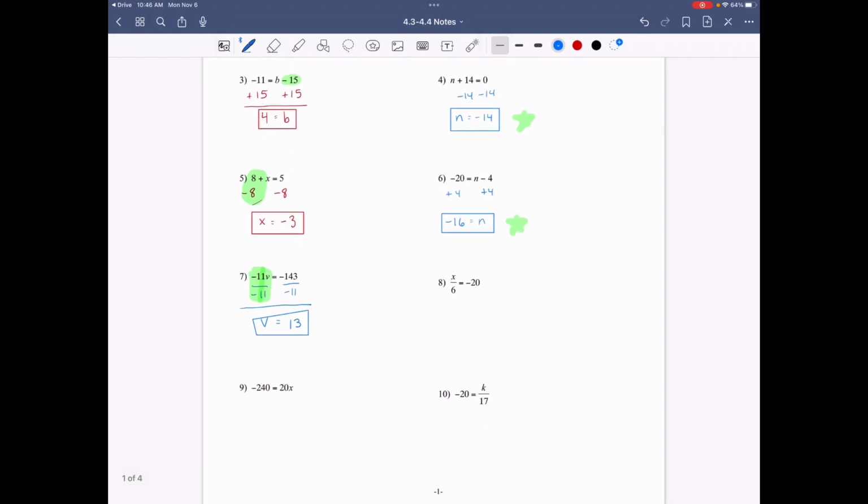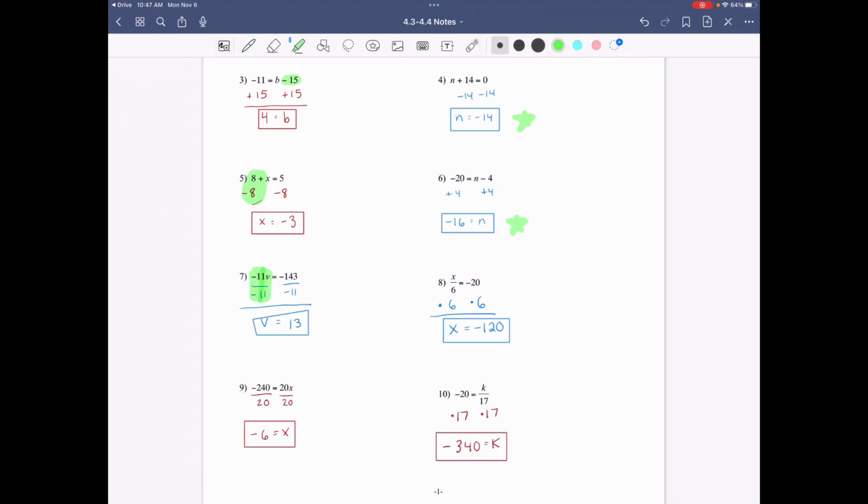I'm going to do number 8 with you. Number 8 says x divided by 6. If it's x divided by 6, what is the inverse operation? That's right, we're going to multiply by 6. So the 6's cancel, and we have x is equal to negative 120, because a negative times a positive is a negative. I'm going to pause the video, or you can pause the video, and do numbers 9 and 10. And then we'll come back and check your answers.